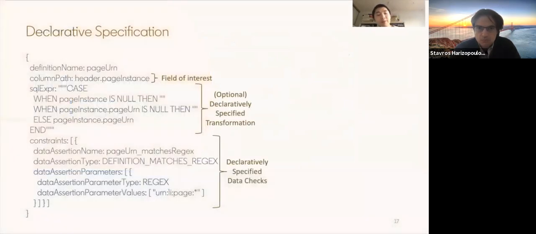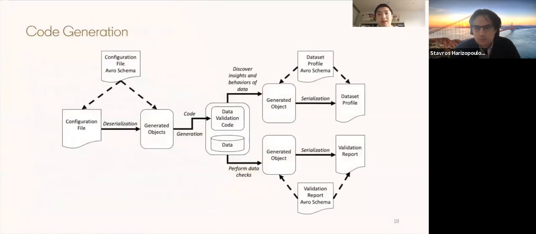To easily define properties of high-quality data, we designed Data Sentinel so that users do not need to write and maintain data checking code. Instead, Data Sentinel performs data checks that users declaratively specify in a simple validation configuration file, as illustrated on this slide. So how does Data Sentinel perform these specified data checks? We designed Data Sentinel to dynamically generate SQL queries that perform these data checks, as illustrated in this diagram.